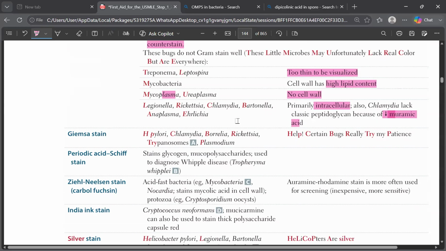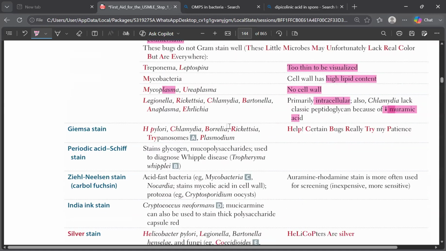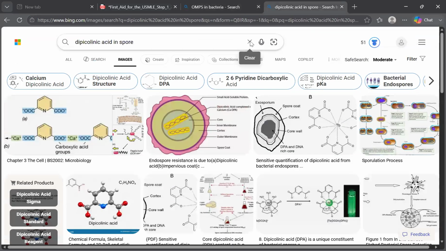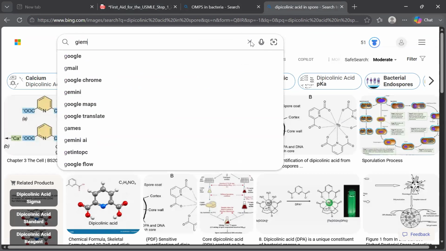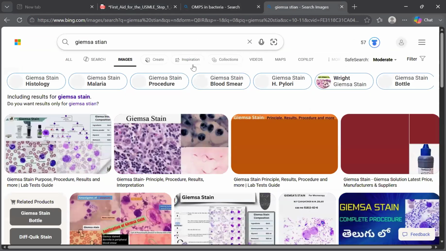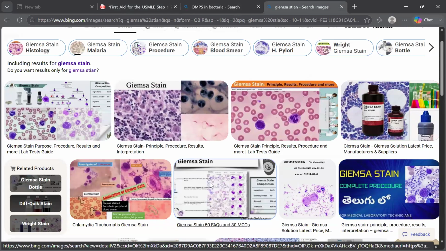Okay, so Legionella, Rickettsia, Chlamydia, Bartonella, Anaplasma, and Ehrlichia are basically intracellular, so they cannot be stained. Next is Giemsa stain. We ought to see what that is. Giemsa stain. That's big. Okay. It looks somewhat like this.